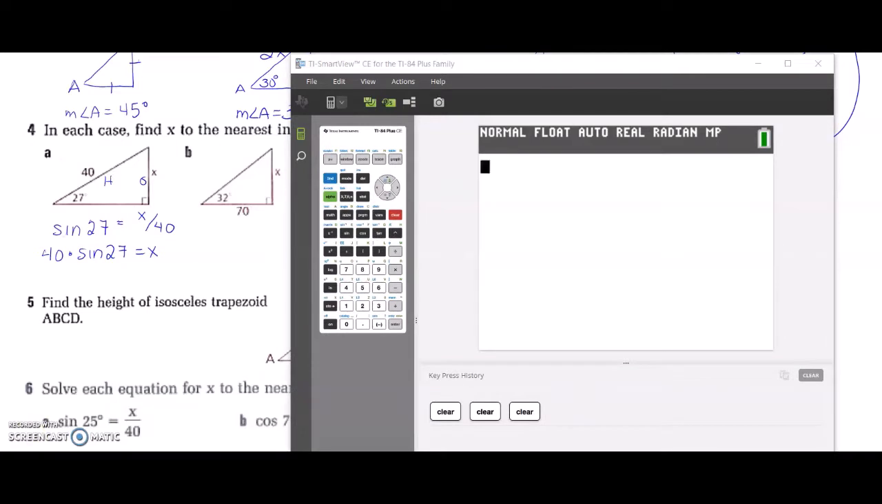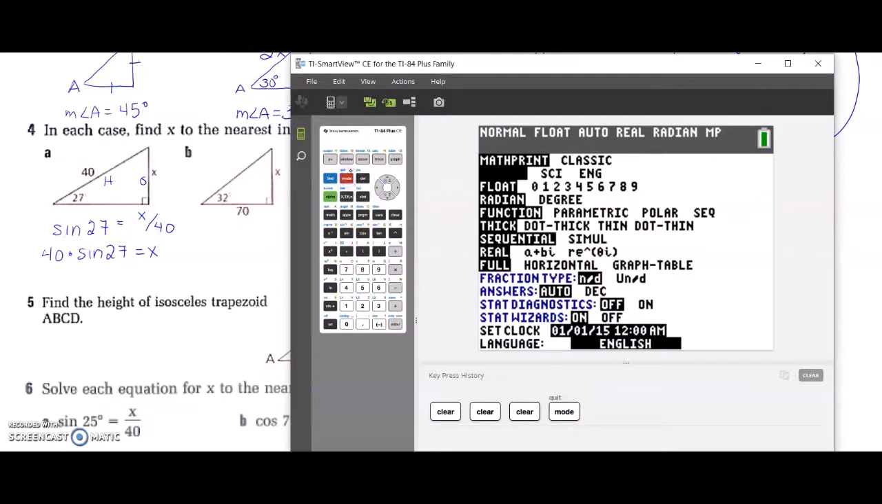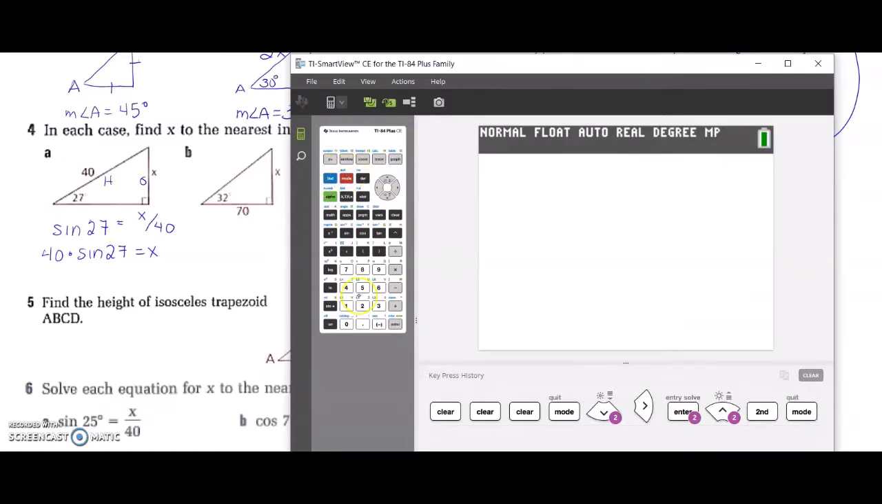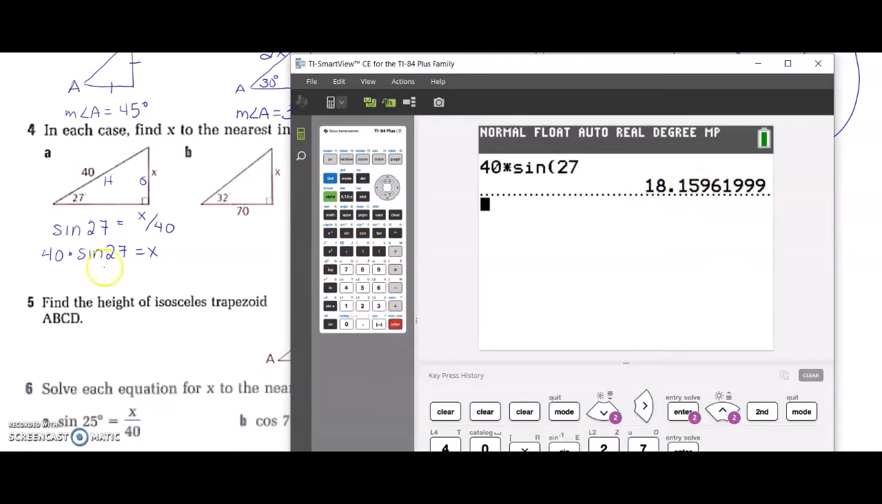So now that I have my calculator, remember the first thing I want to do is to check the mode. Because there are two ways to measure angles. One is radians, which we will be studying shortly. But right now, we are working with degrees. So we want to make sure that we are in degree mode. So now I can enter in 40 times the sine of 27. And it's set to the nearest integer, so I'll say 18.